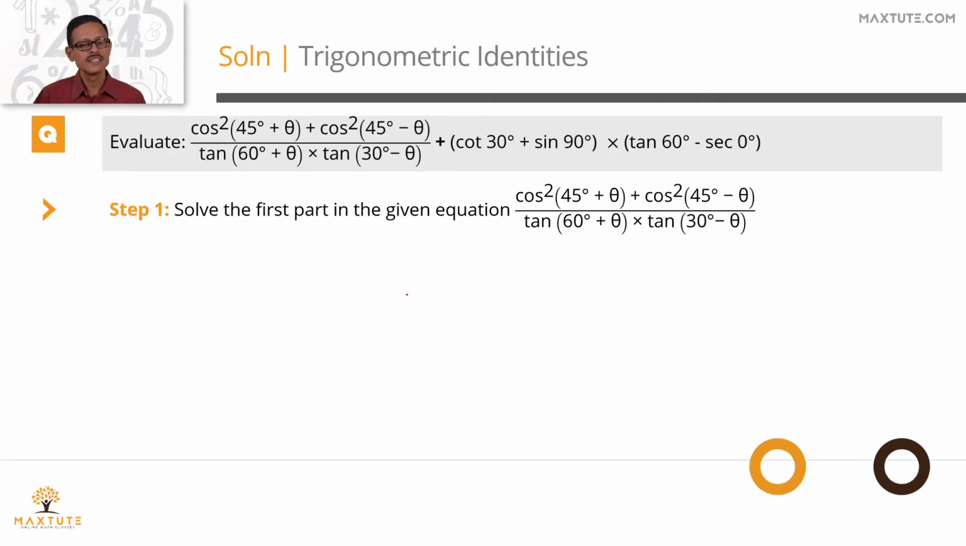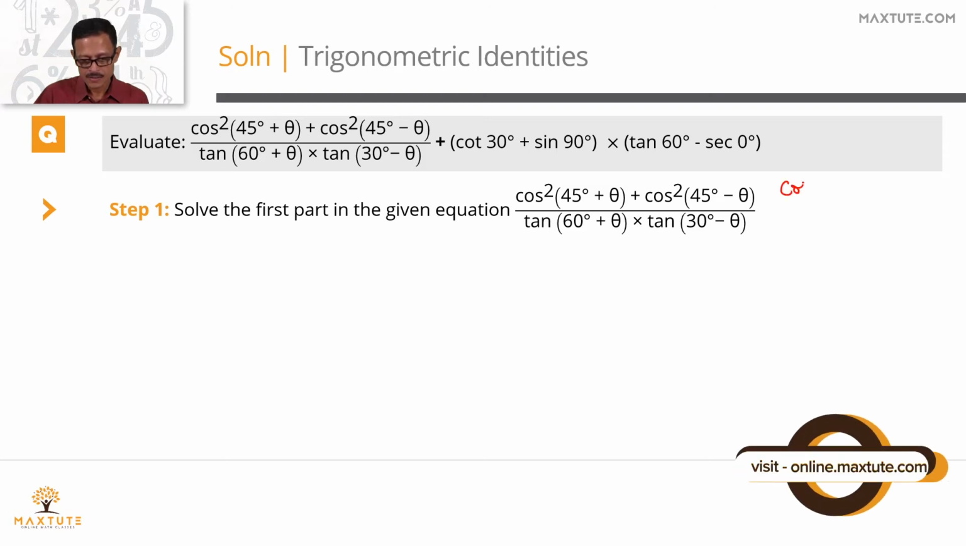The first part, keep this in mind, cos theta is equal to sine of 90 minus theta. That's what trigonometric values of complementary angles is.